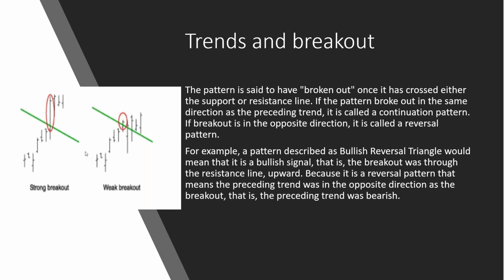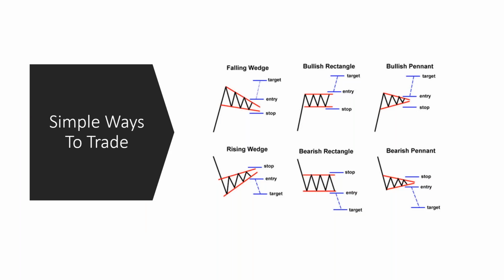Because it's a reversal pattern, that means that the preceding trend was in the opposite direction of the breakout. Now, that was a mouthful. But what it's telling you is that the preceding trend was up and you had a breakout going down, so you have a reversal. But you can make it very easy language and not overcomplicate it by saying, well, I see a bullish reversal triangle, though some people do. I would just say I see an ascending triangle that's coming off of a downtrend.